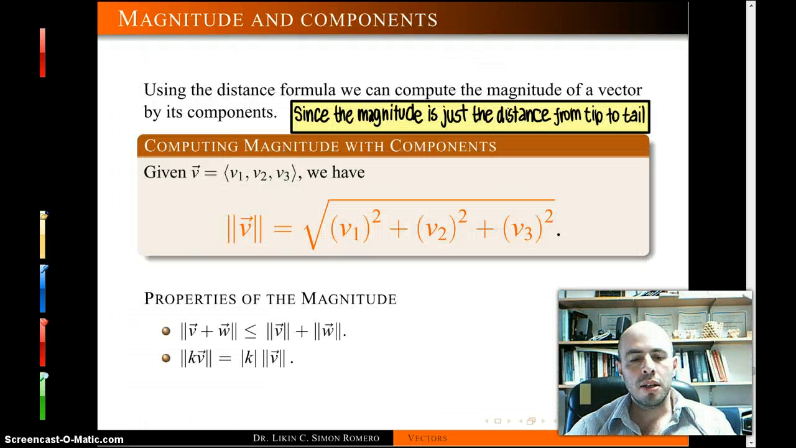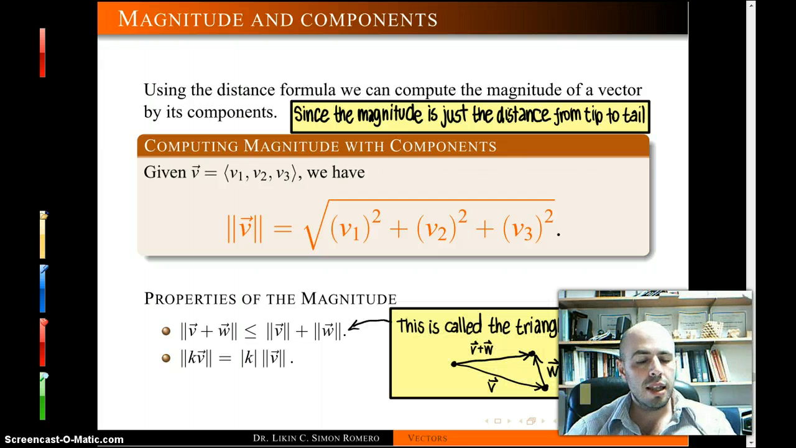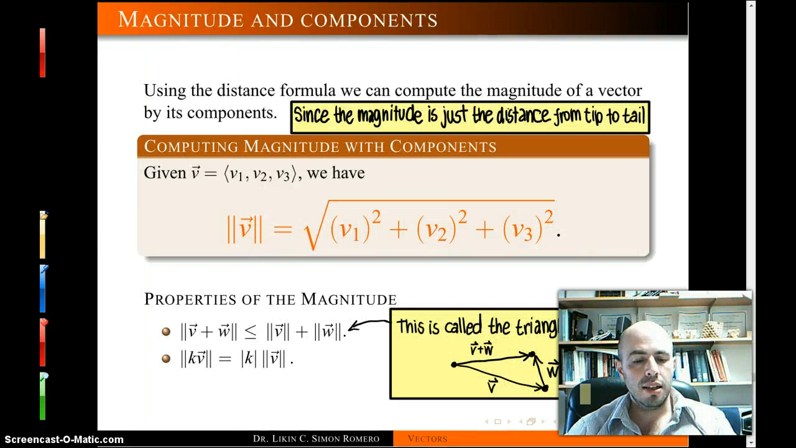Magnitude and components. Using the distance formula, we can compute the magnitude of a vector from its components. Since the magnitude is just the distance from tip to tail, we get that the magnitude of v is squaring the components of the vector and then taking the square root. There are two properties of the magnitude. One is that the magnitude of the sum is less than or equal to the sum of the magnitudes. That's called the triangle inequality. The other says that the magnitude of a scaled version of b is the absolute value of the scalar times the magnitude of b.